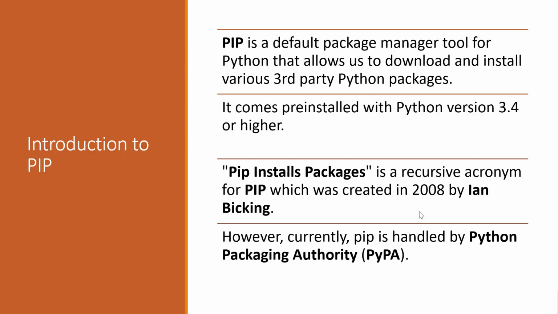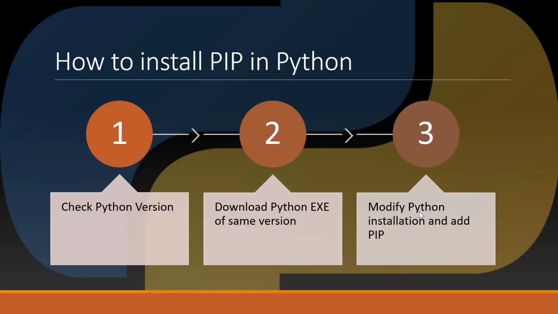Still, there are many modules and packages that are not part of the Python standard library. In such cases, we can utilize pip in Python to install various third-party Python packages. pip is the default package manager tool for Python, which allows us to download and install various third-party Python packages. pip comes pre-installed with Python version 3.4 or higher. pip stands for "pip installs packages", and it was created in 2008 by Alan Baking, but currently pip is managed by the Python Packaging Authority.